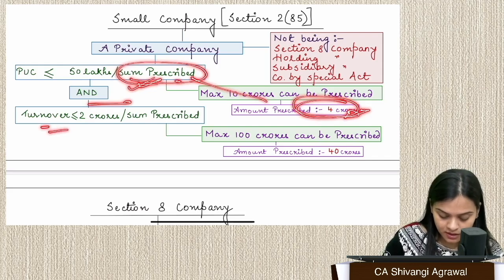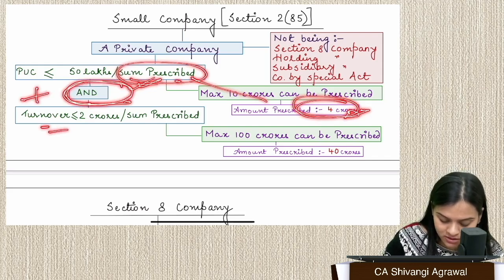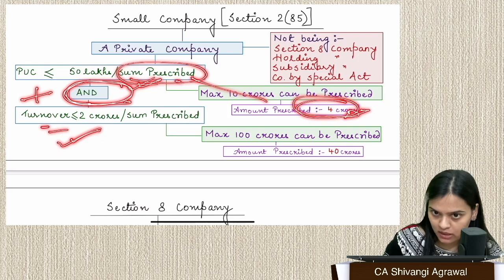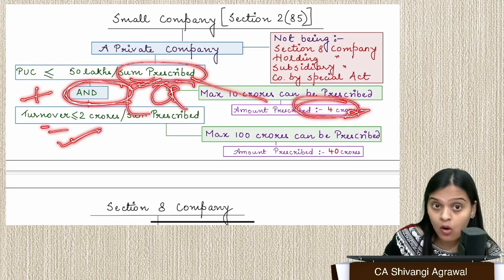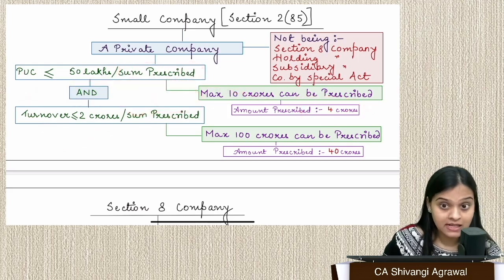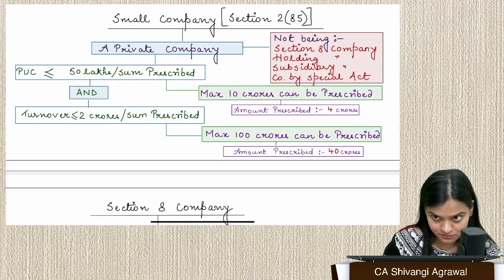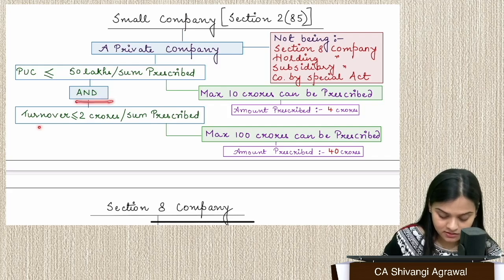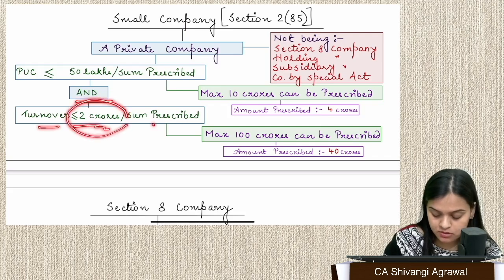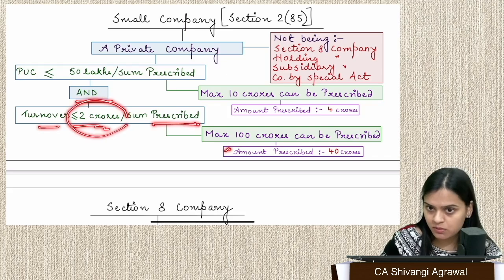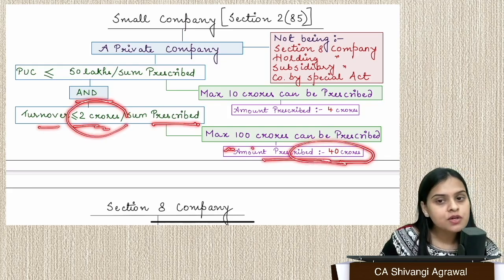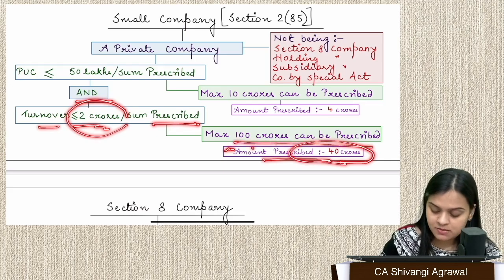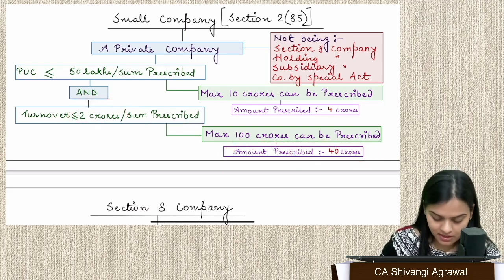And the turnover, if you comply with both the conditions, then you will become a small company. So twin condition compliance is there. It is not an or, as there was long back. Now it is an and. Turnover should not exceed 2 crores or such higher sum as may be prescribed. The amount prescribed is 40 crores. Maximum 100 crores can be prescribed by government.